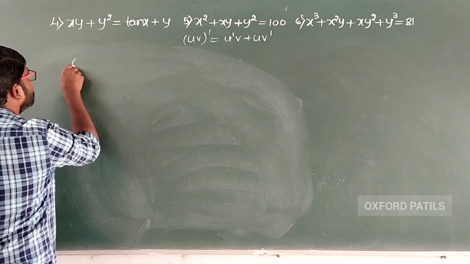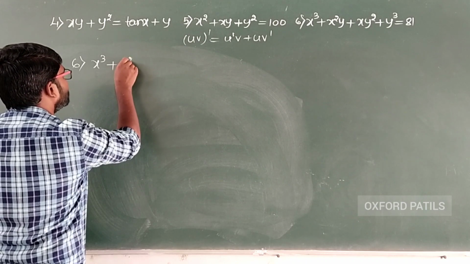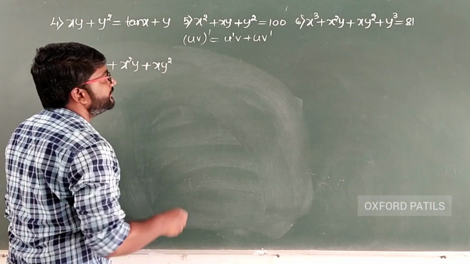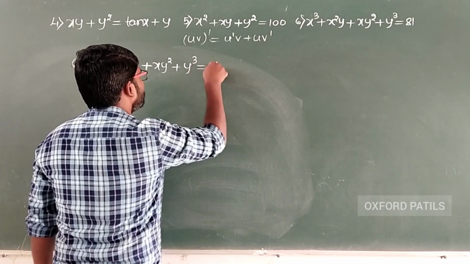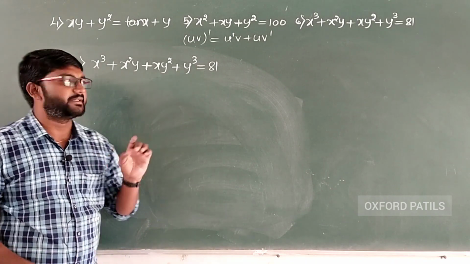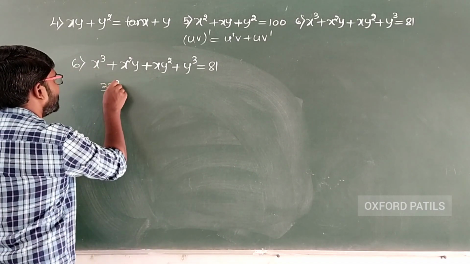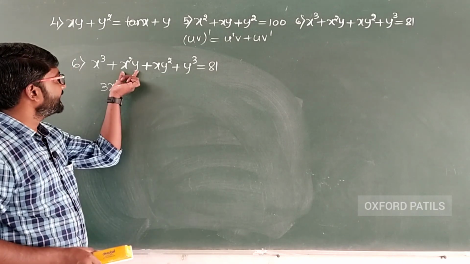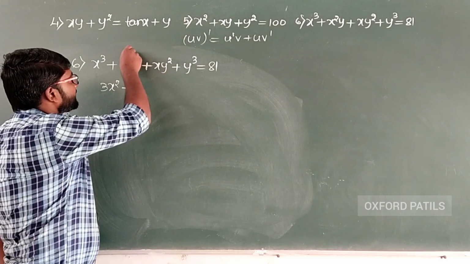Yes, question number 6, it is x cube plus x square y plus xy square plus y cube, this is equal to 81. So differentiate both the sides with respect to x. Derivative of x cube will be 3x square plus. Now we have to apply the product rule for the second term as well as the third term. Two times we will have to apply the product rule. So I'll be applying it for this now.